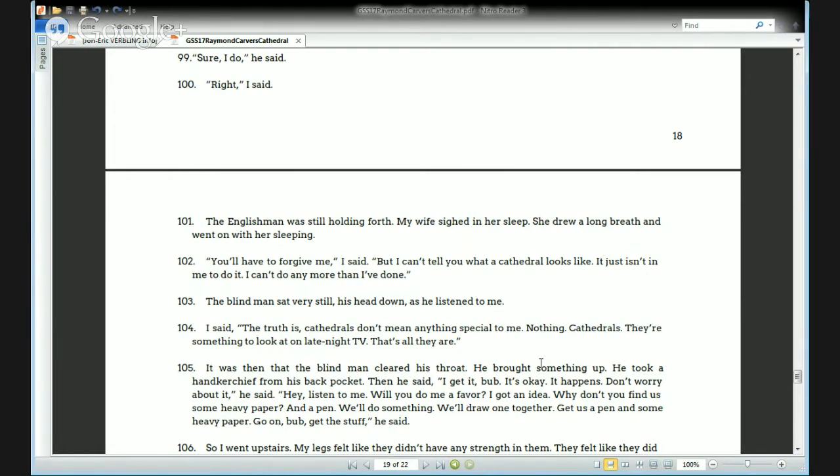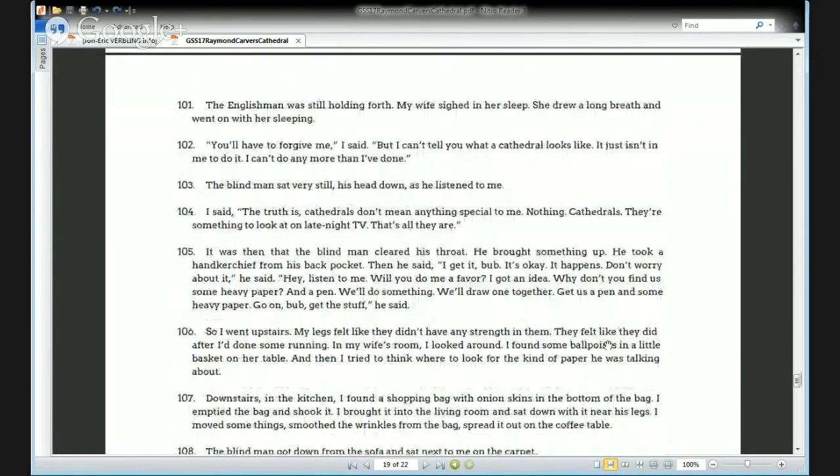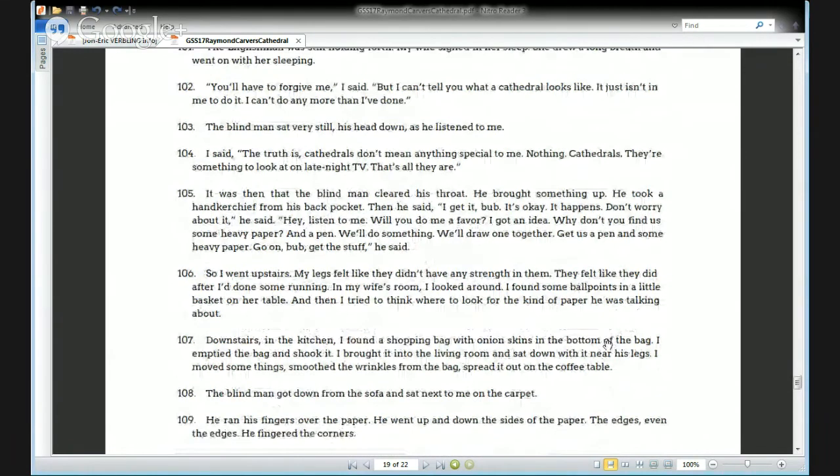The blind man sat very still, his head down as he listened to me. I said, the truth is, cathedrals don't mean anything special to me. Nothing. Cathedrals, they're something to look at on late-night TV. That's all they are. It was then that the blind man cleared his throat. He brought something up. He took a handkerchief from his back pocket. You know, then he said, I get it, Bub. It's okay. It happens. Don't worry about it, he said.